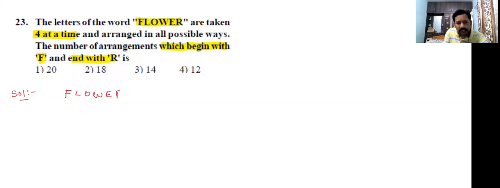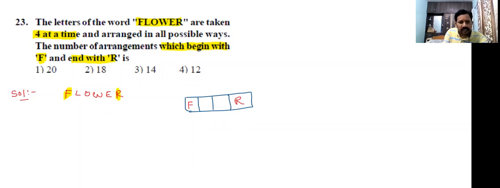Flower. There are 6 letters. But here we need to form a 4-letter word. So a 4-letter word means it is occupied at 4 places. And what they have given here: begin with F, this is fixed. End with R, this is also fixed. Except F and R, remove these 2 letters because we have already filled those places.